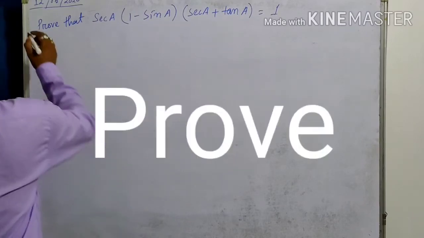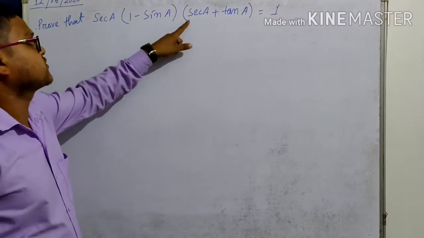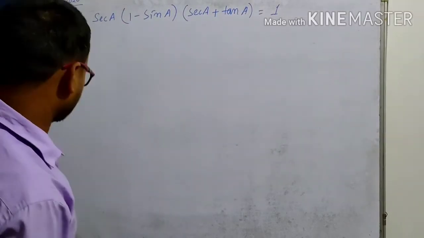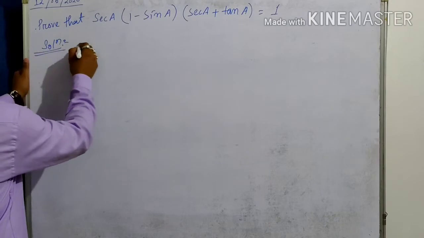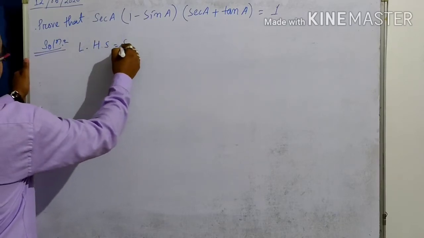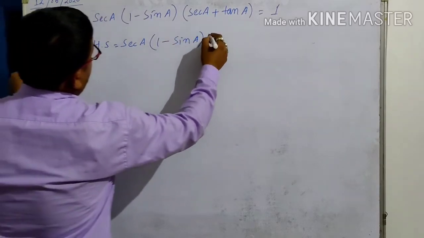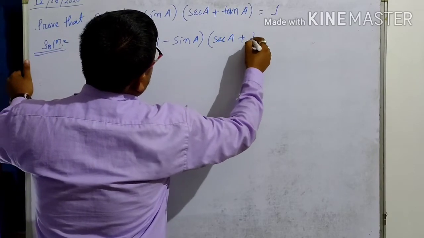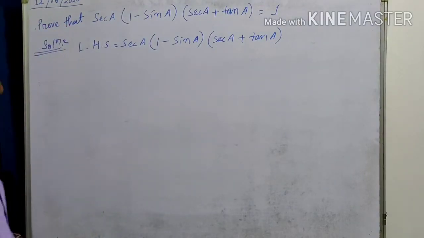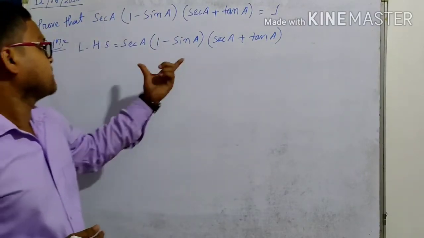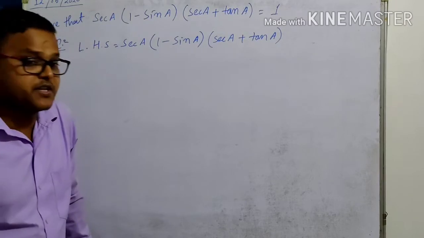Now I will take another question. Suppose we have to prove that sec a into 1 minus sin a into sec a plus tan a is equal to 1. So how do you prove this? Let's see the solution. On the left hand side, what is given is sec a into 1 minus sin a into sec a plus tan a. You have to prove this is equal to 1, so you have to minimize this to 1.